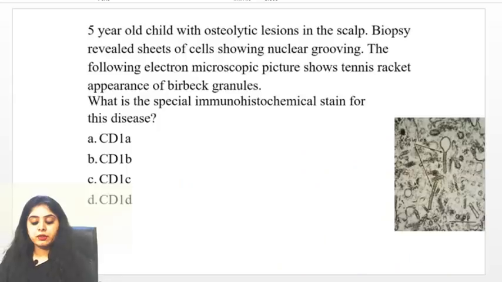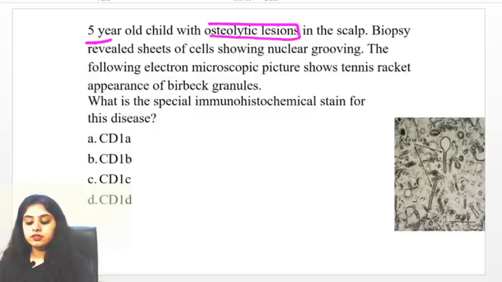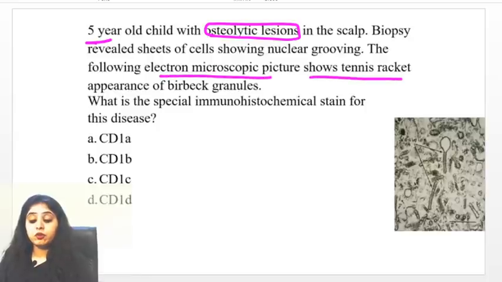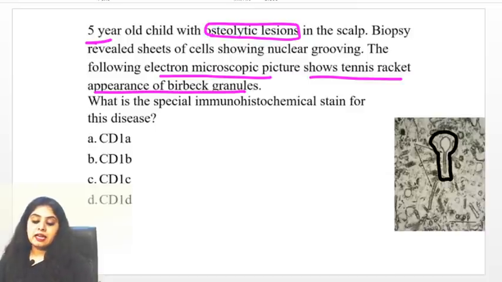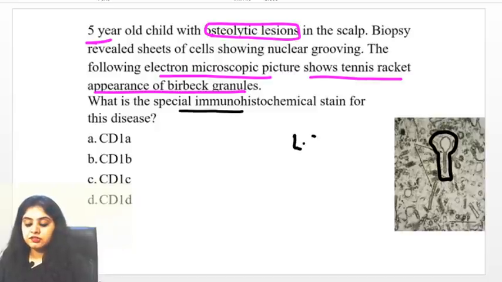Moving on to the next question, an all-time favorite image with the examiner. There's a 5-year-old child with osteolytic lesions in the scalp. Biopsy shows sheets of cells showing nuclear grooving, and the following electron microscopic picture gives you a tennis racket appearance. Well, the examiner's been good to you. He's told you everything. See, this is electron microscopy showing you the tennis racket appearance. And now they've asked you which is the special stain, immunohistochemical marker. So what disease is this?